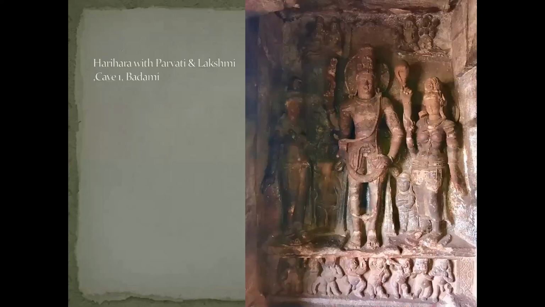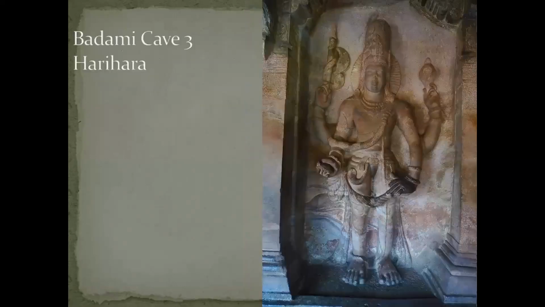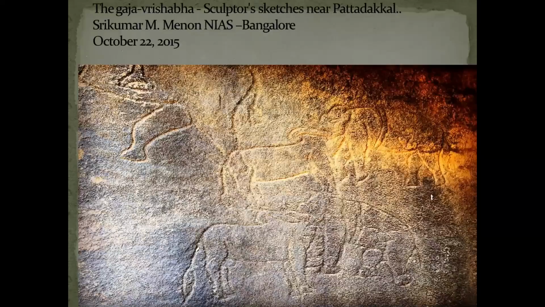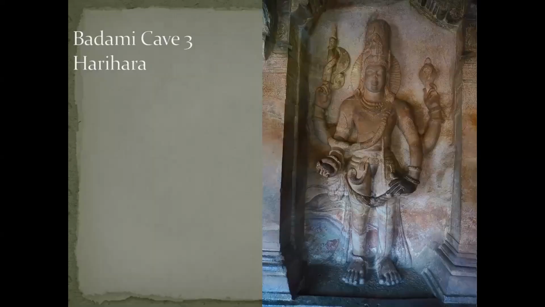So when we go into cave number 1, we also find a Harihara sculpture, which is accompanied by Parvati and Lakshmi. We also have another Harihara sculpture at cave number 3. So all these are actually a kind of prelude to my understanding of this animal motif.